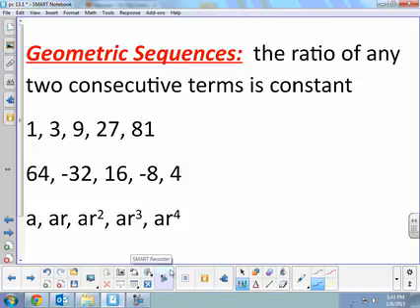Geometric sequence. That is when the ratio of any two consecutive terms is constant. What that means is you're multiplying by the same amount every single time. So on this first one, I'm multiplying by 3 every single time. So the way that we would write that then is your common ratio is 3.